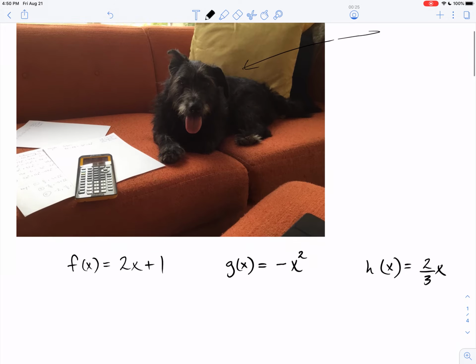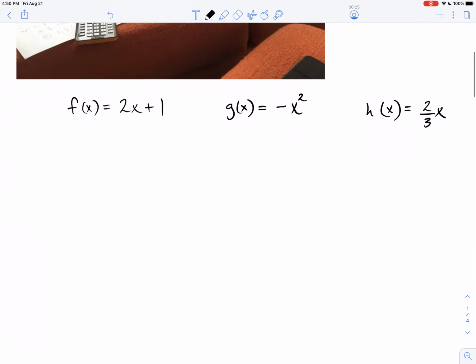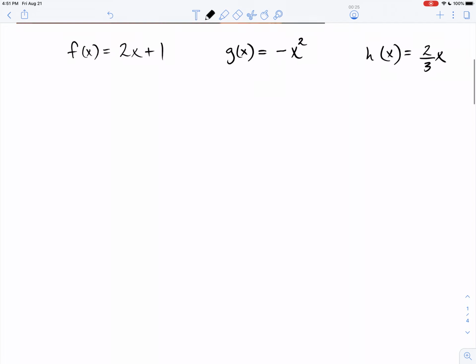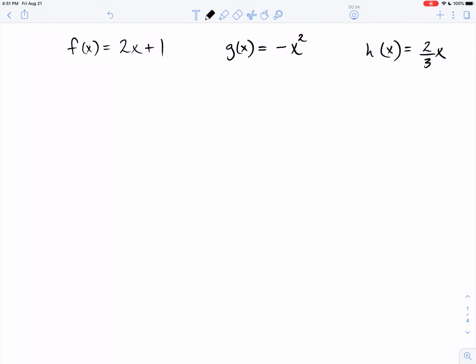Okay, here's function notation. I need to show you how to do this, so I need something to play with. These are three different functions: one is called f of x, one is called g of x, one is called h of x. But I want a couple more to play with, so I'm just making these up off the top of my head. We're going to call this one j of x, and I'll make it 4 minus x. That's how I made the other ones up.